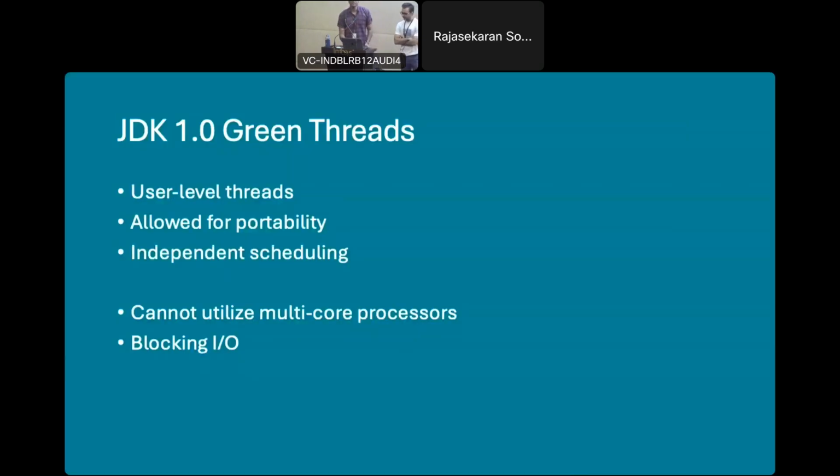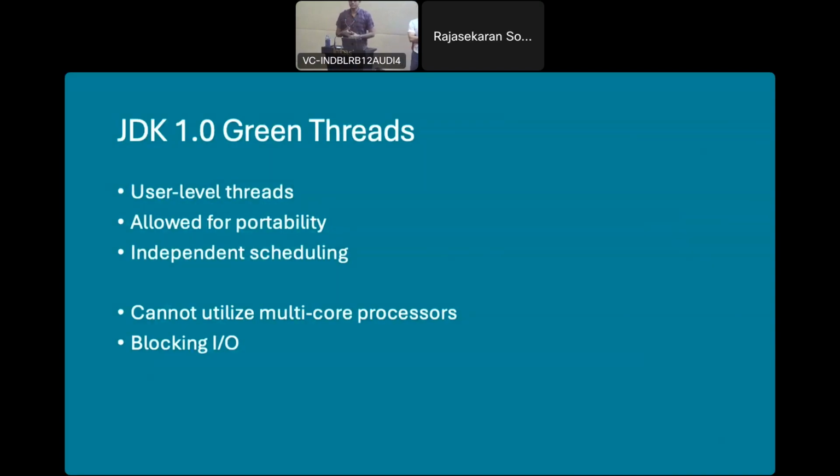Okay. As I said, context is important, right? So let's get back to some history lessons, okay? JDK started with the concept of green threads in terms of concurrency. So Java is one of the very early high-level languages that gave you support for threading and synchronization primitives.